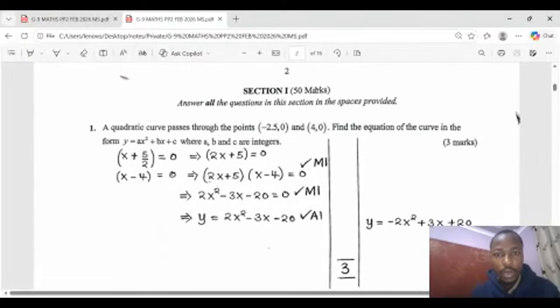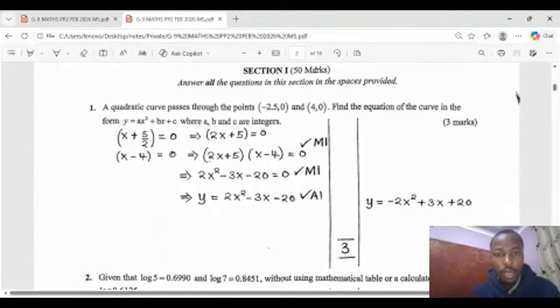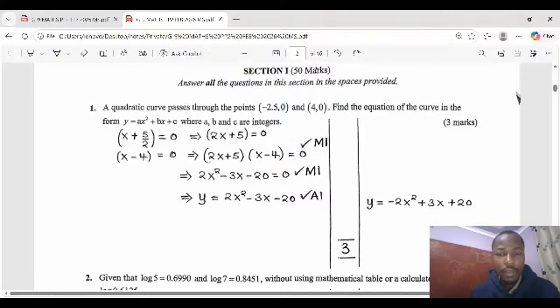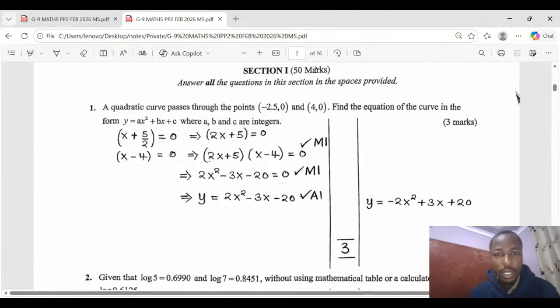We want to study paper one, which has 50 marks. Then next time we shall look at Section 2.